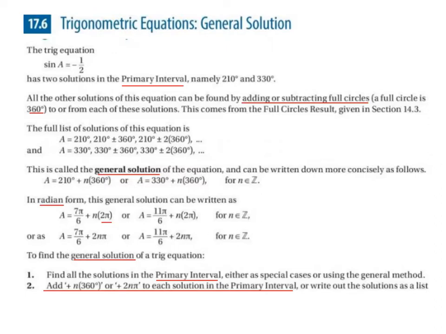To find the general solution of a trig equation, first, find all the solutions in the primary interval, either as special cases or using the general method. And secondly, add plus n times 360 or plus 2n pi to each solution in the primary interval, or write out the solutions in a list.